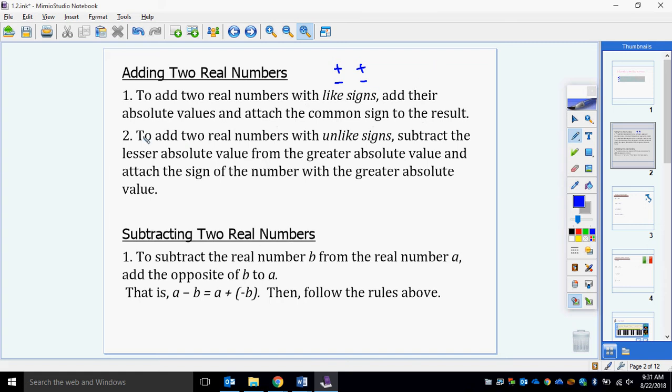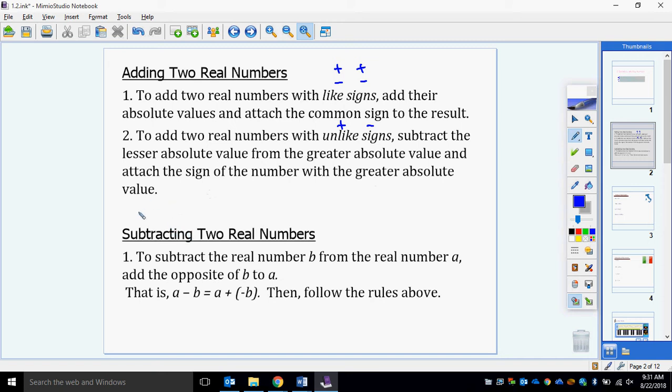The second rule is, let's say they're unlike signs, so one's plus and one's minus, a positive number and a negative number. We're going to subtract the lesser absolute value from the greater. So you take the bigger number minus the smaller number and attach the sign of the number that has the greater value. So if the bigger number was negative, you'd put the negative onto the answer.